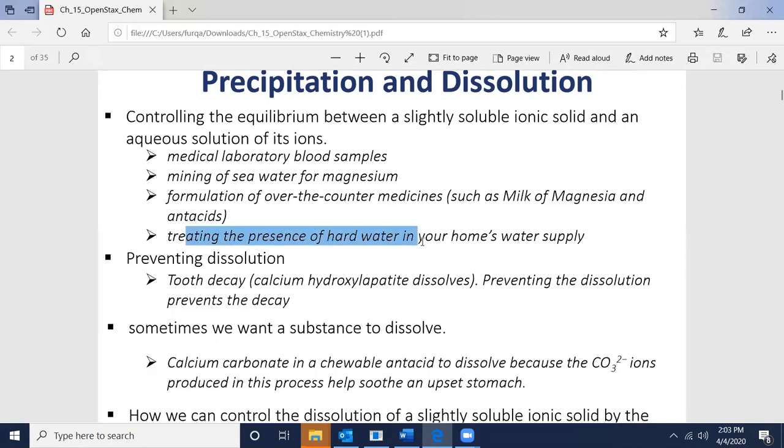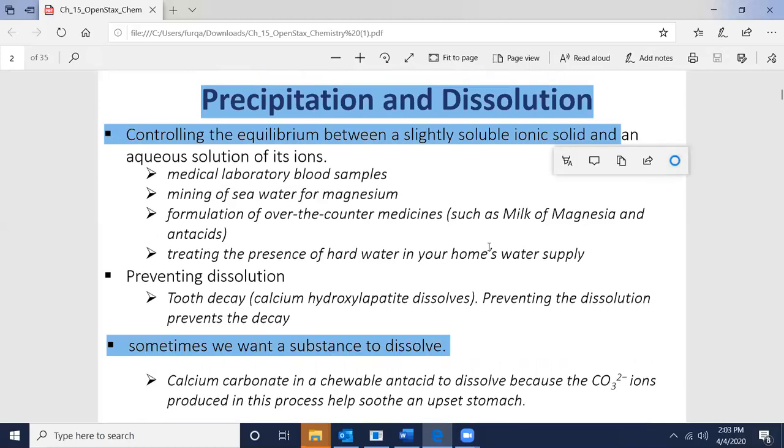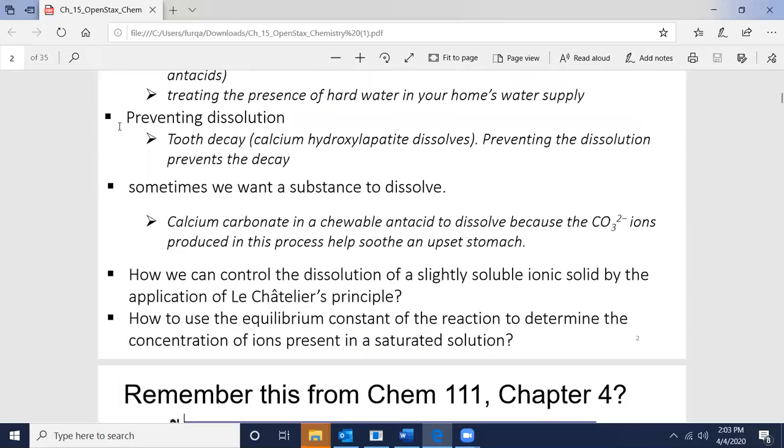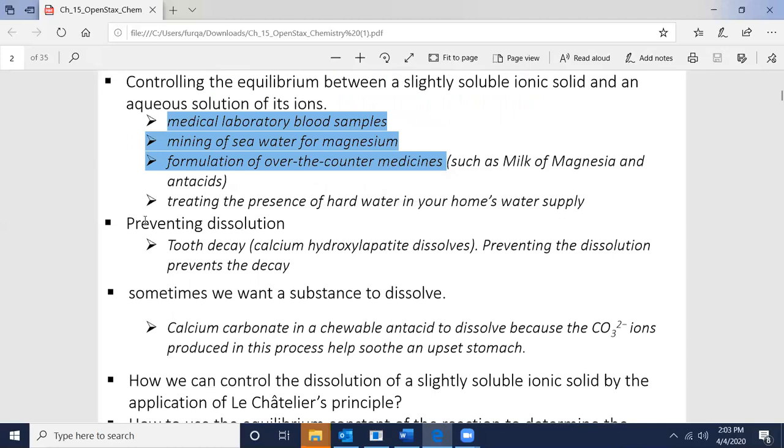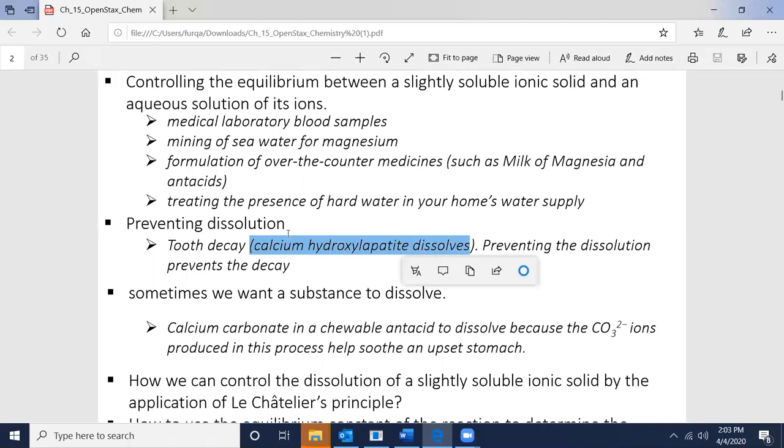Then treating the presence of hard water in the home water. They all go through the applications of either precipitation or dissolution. If we want dissolution to be prevented, there are applications for that. Tooth decay is actually an example of that, where the ionic compound is calcium hydroxyapatite. That dissolves, and we do not want that to dissolve. There, we are preventing the dissolution of the ionic compound, because that's going to be tooth decay.